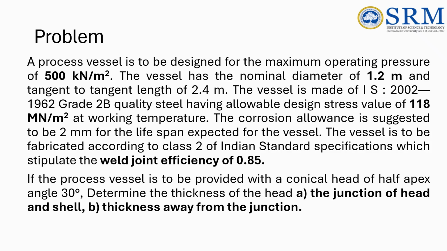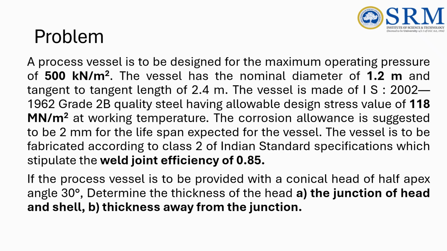Let us understand the example of a conical head by this problem. This problem discusses a process vessel to be designed for a maximum operating pressure of 500 kilonewton per meter squared, which is the P value. The vessel has a nominal diameter of 1.2 meter, which is D, and it has a tangent to tangent length of 2.4 meter. The vessel is made up of IS 2002 to 1962 grade B quality steel having allowable design stress value of 118 meganewton per meter squared, which is defined as F at a working temperature. The corrosion allowance is suggested as 2 mm for the expected lifespan of the vessel.